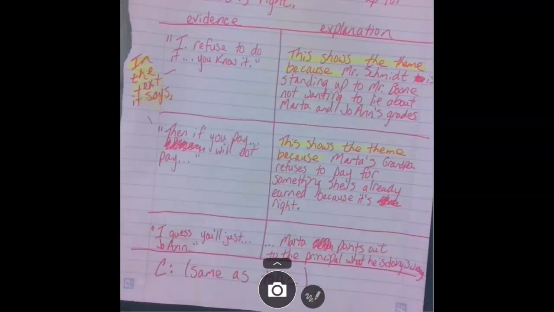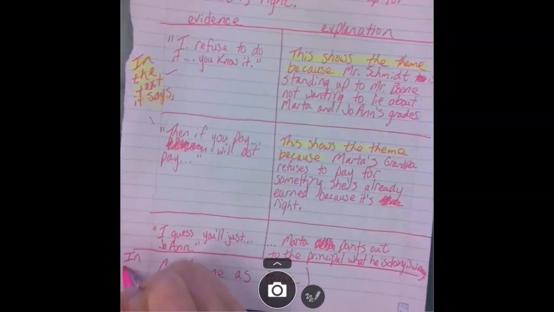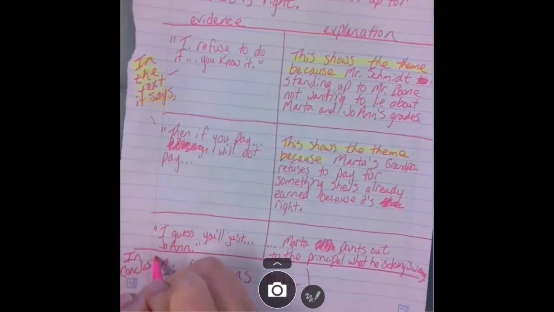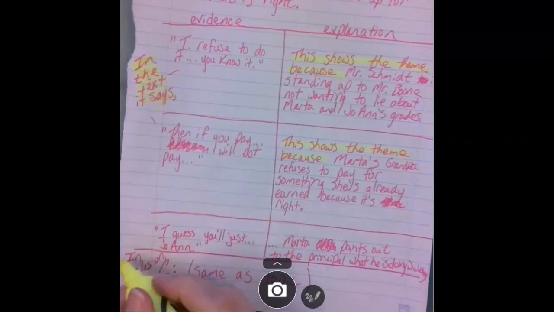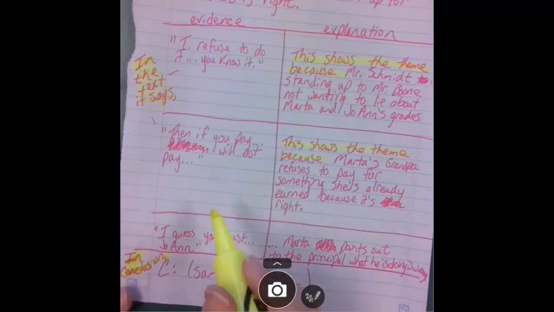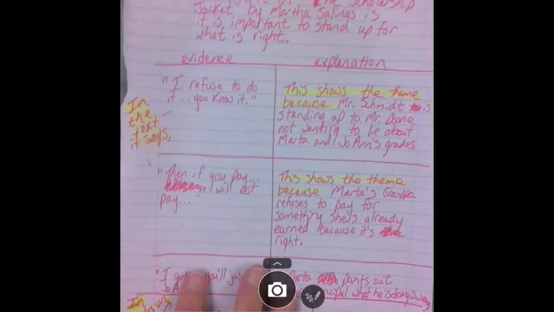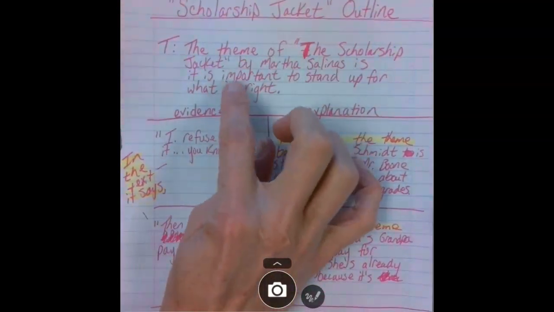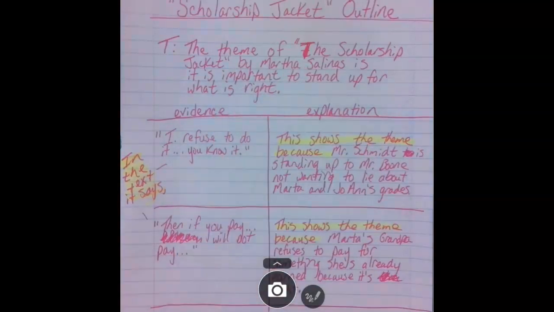And then at the very end, how are we going to let the reader know this is our conclusion sentence? We're going to start our conclusion sentence by saying, in conclusion. Okay? And we're actually going to highlight that one too. So when you go to write your paragraph, you already have your transition words in there in your outline to remind you. So at the end of my paragraph, my last sentence is going to say, in conclusion, comma, and then I'm going to write the same thing. The theme of the scholarship jacket by Martha Salinas is that it is important to stand up for what is right. Okay, so that's my star outline.